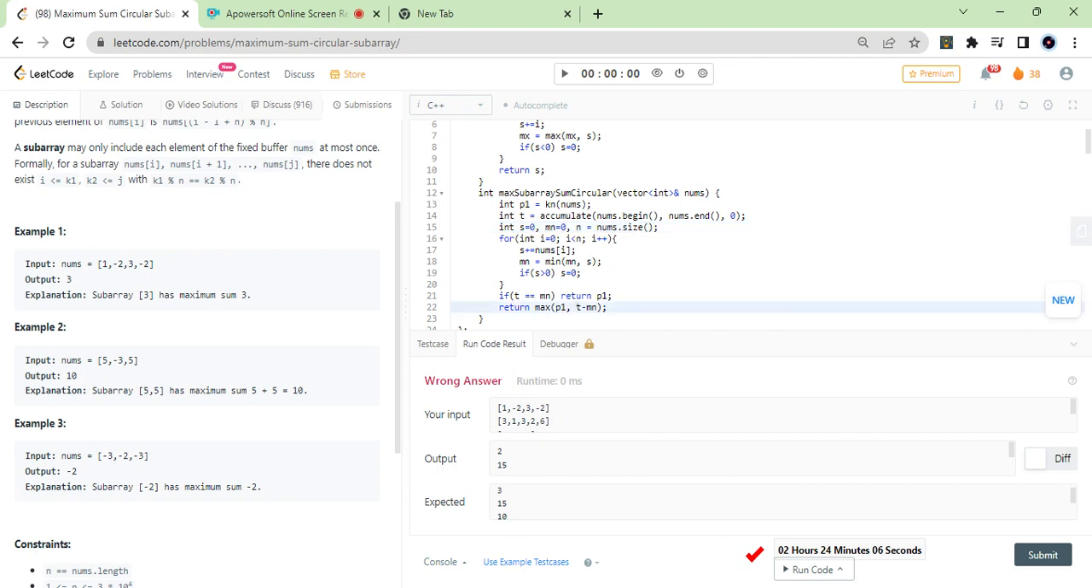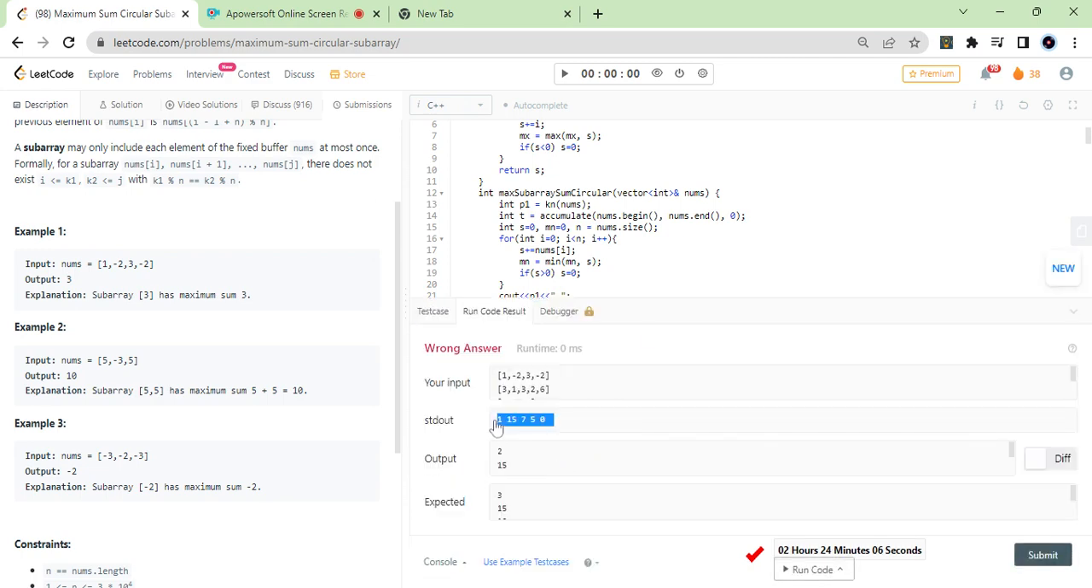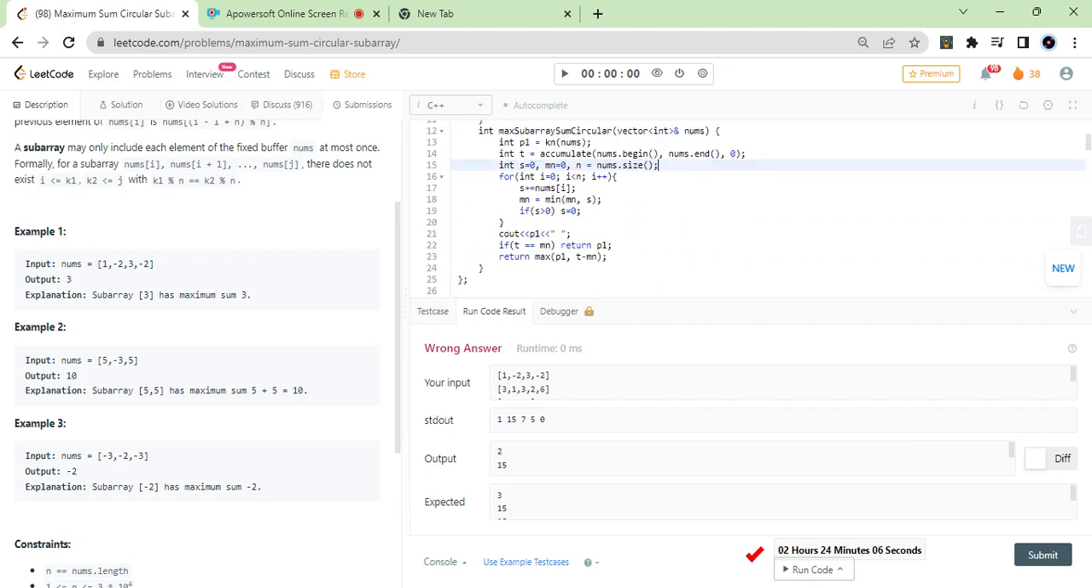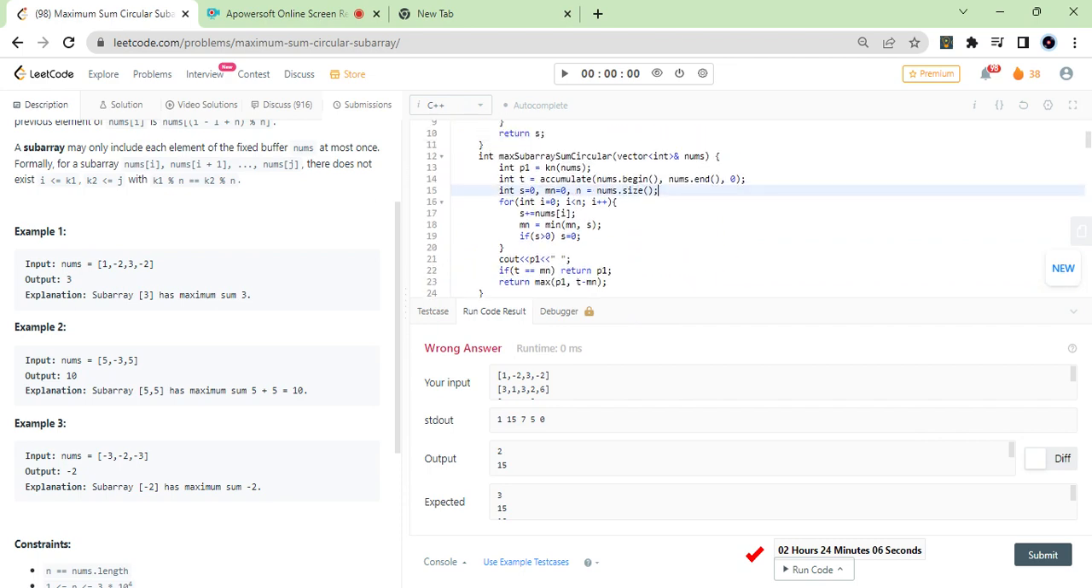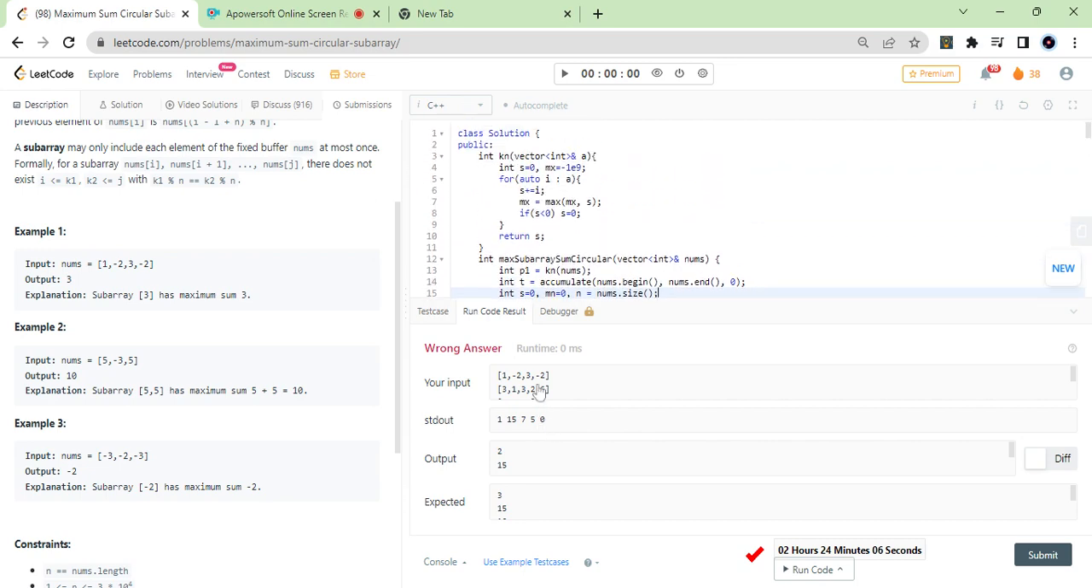Maximum of this, p1 is Kadane on nums, and then let's see what p1 and p2 are. Because in this case Kadane should give us 3. Why is Kadane not giving us 3? I don't know. Okay, why is Kadane giving us 1? That is like a problem in our Kadane algorithm. Are you saying that? 1, 1, 5. Why is Kadane giving us 1?